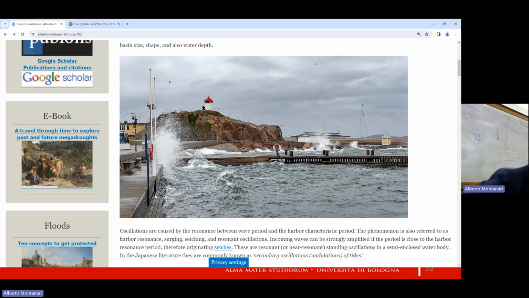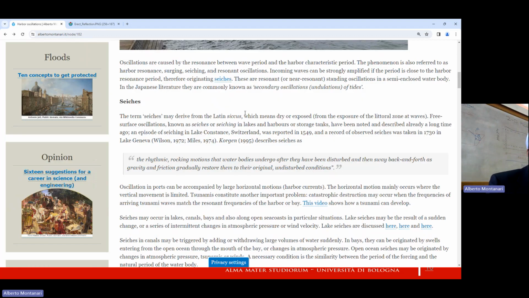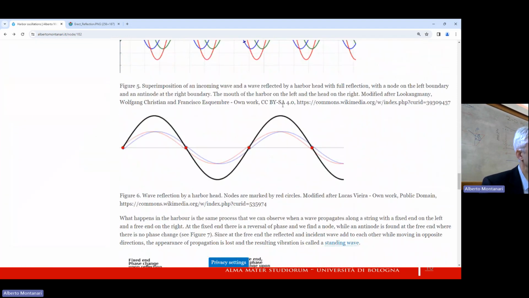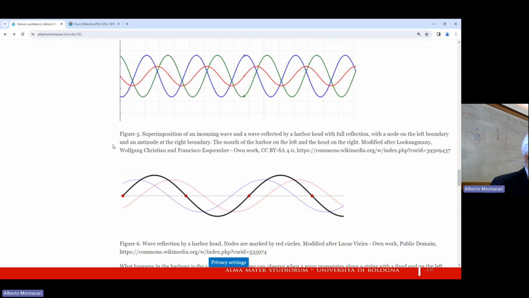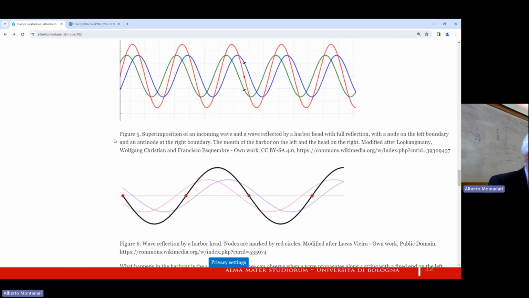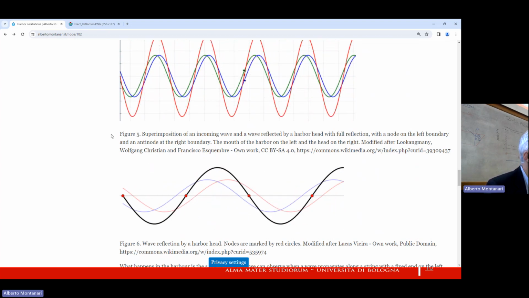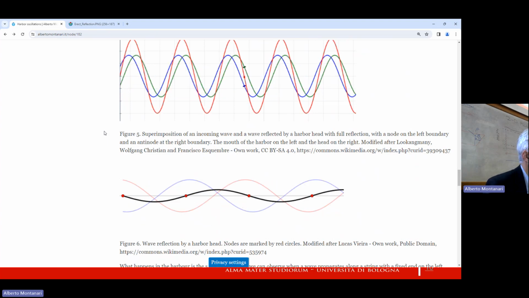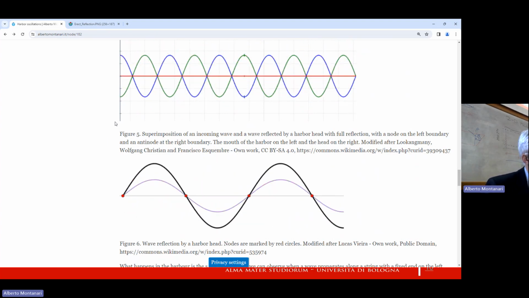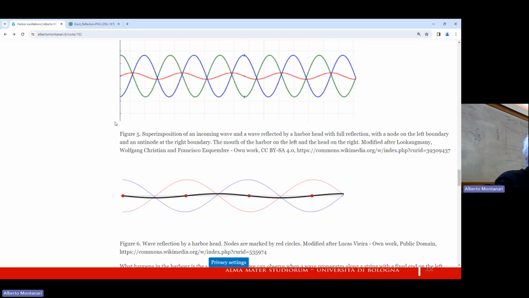Like you see here, I go back to the figure. You see that at the mouth, you have a fixed end. The wave basically doesn't change its position because it's fixed. So this is what happens in a harbor.